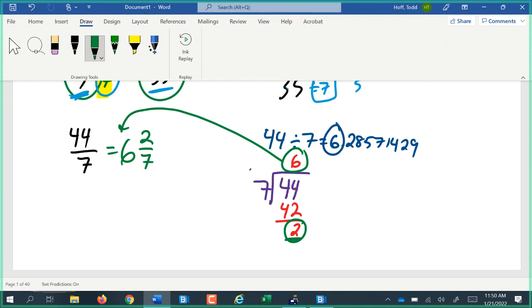It's still 7s. Obviously, you guys have done the conversion here between what we call improper fractions, 44 over 7, and the mixed numbers, the 6 and 2/7.